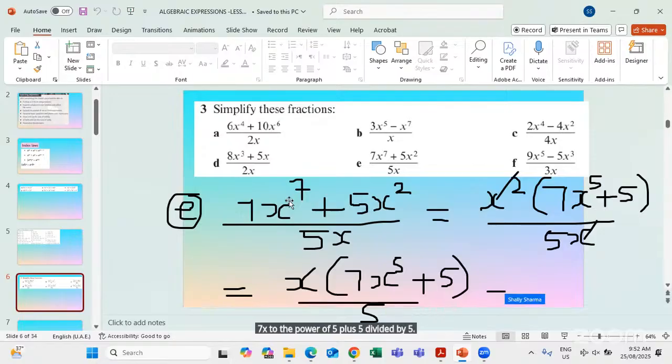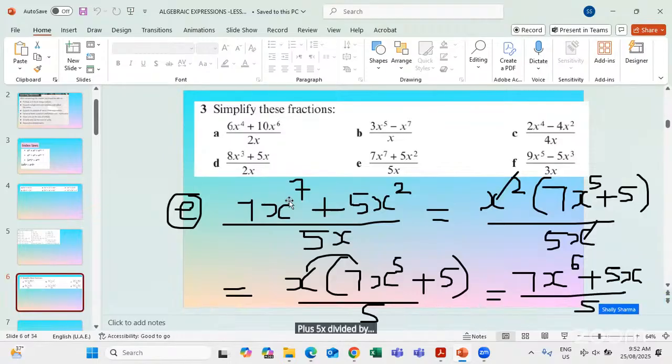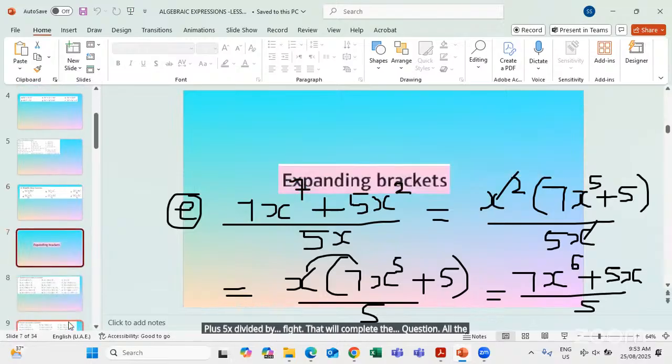You can leave it like this, or you can multiply this x inside. So it will be 7x to the power of 6 plus 5x, divided by 5. That will complete the question. All the rest of the questions are similar.